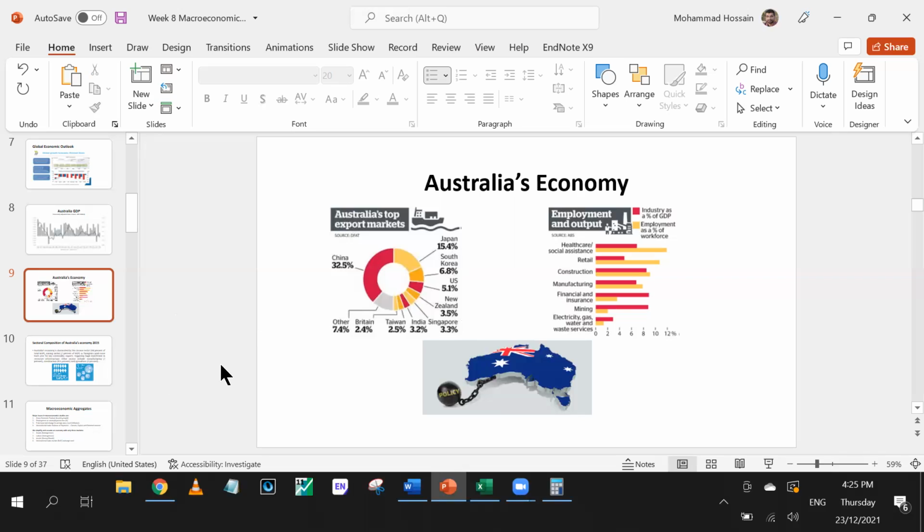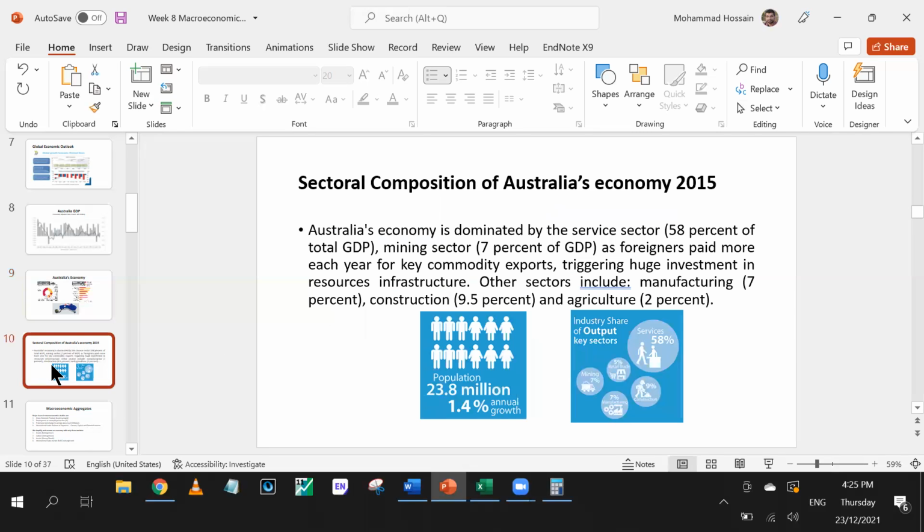Not much with India, Taiwan, and Britain is also not much. A lot of people might think Australia and Britain have lots of trade. No, it's not really. Sectoral composition, I already discussed this thing, but when we will be discussing about three parts, okay? I will show you guys where we get this data from.